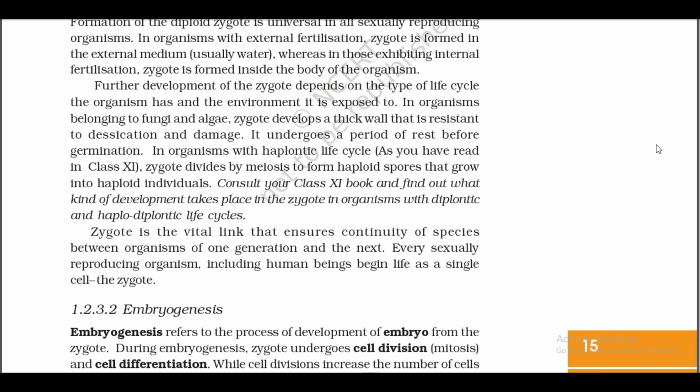Further development of zygote depends on the type of life cycle the organism has and the environment it is exposed to. In organisms belonging to fungi and algae, zygote develops a thick wall that is resistant to desiccation and damage. It undergoes a period of rest before germination. In organisms with haplontic life cycle, as you have read in class 11, zygote divides by meiosis to form haploid spores that grow into haploid individuals.